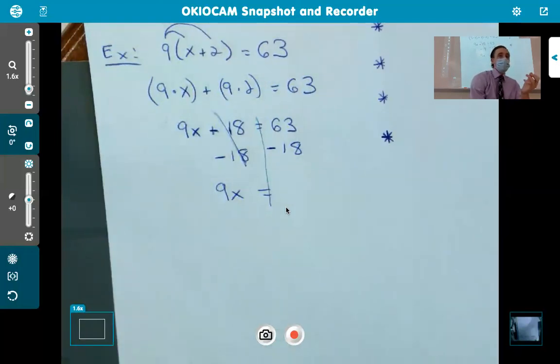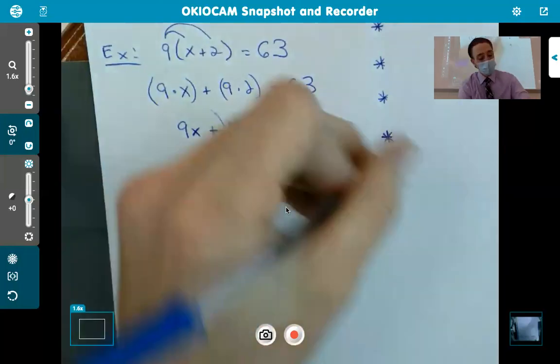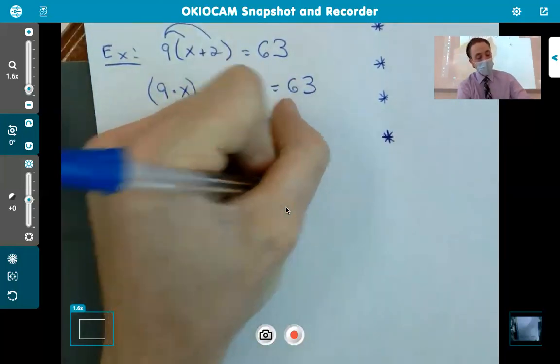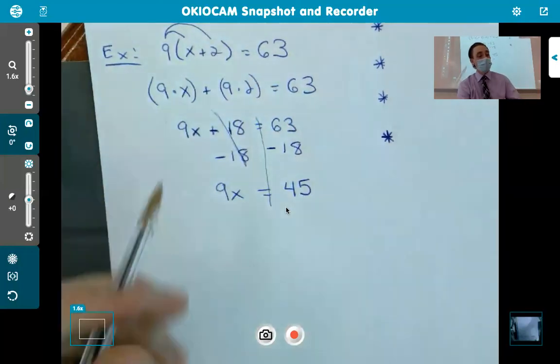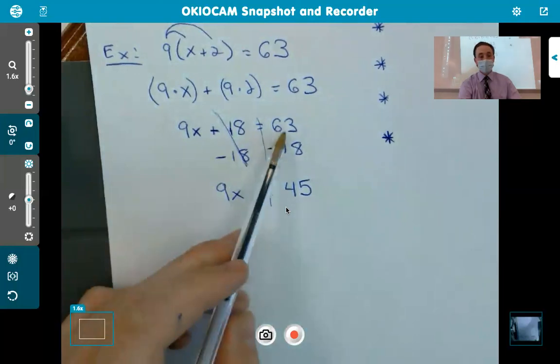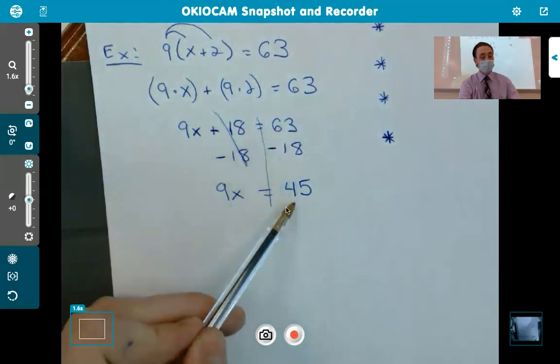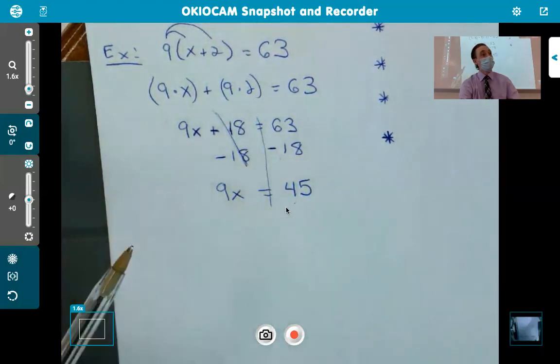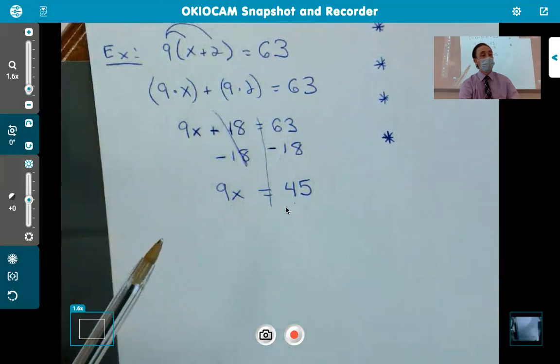Well, 18 minus 18 is going to cancel, and I'm left with 9x. 63 minus 18 is going to give me 45. All right. So just simplifying on both sides, the positive 18 and the negative 18 will cancel, left with 9x. 63 and the negative 18 becomes 45. You have a question? X equals what? 5. How did you get that?